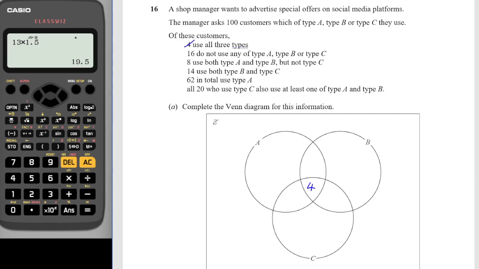16 do not use any of type A, B, or C, so I can put 16 in my outside section. 8 use both type A and type B, but not type C. So that means I can put 8 in the intersection of A and B, but not in the middle part, so 8 can go there. 14 use both B and C. It doesn't say, but not type A, so that means these two sections would need to add up to 14.